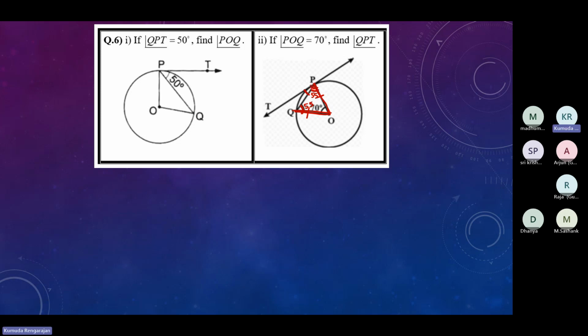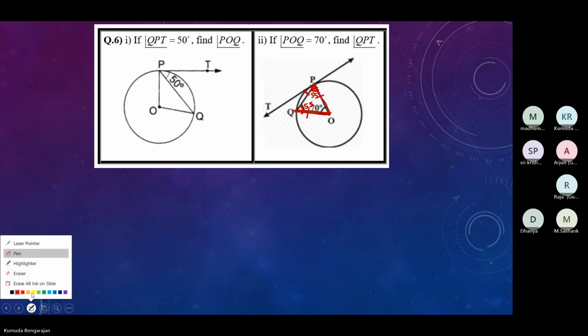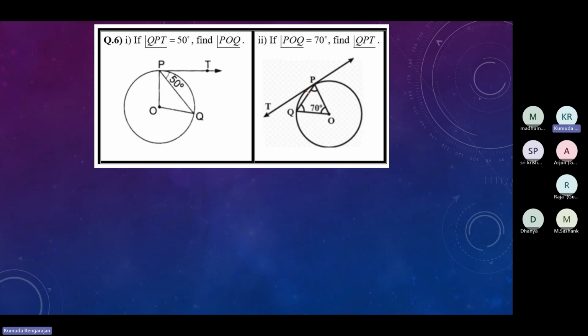This full angle is 90 degrees. This one is 90. But this one is 55. We just found this is 55. So this angle QPT will be 90 minus 55, 35.